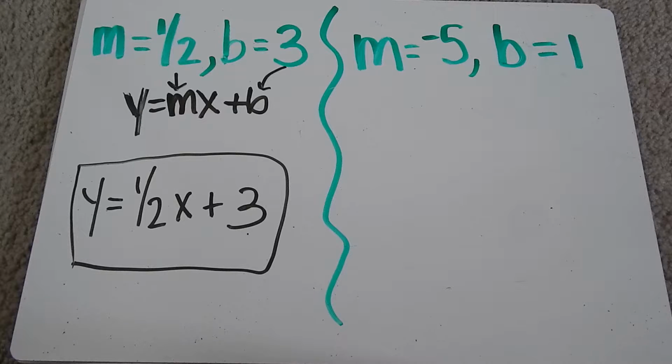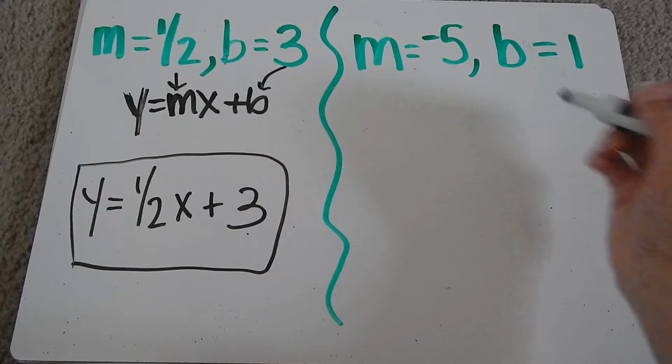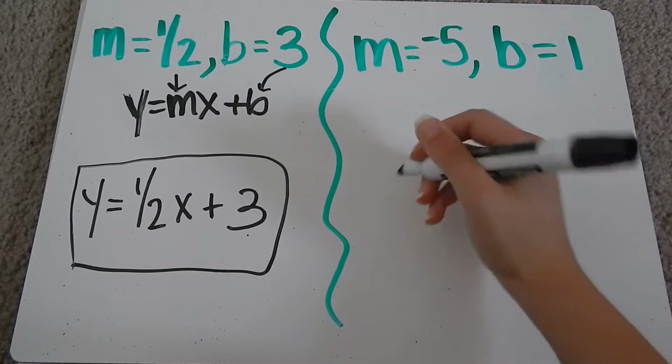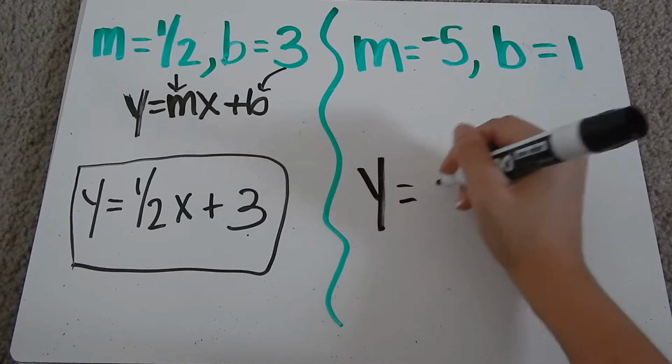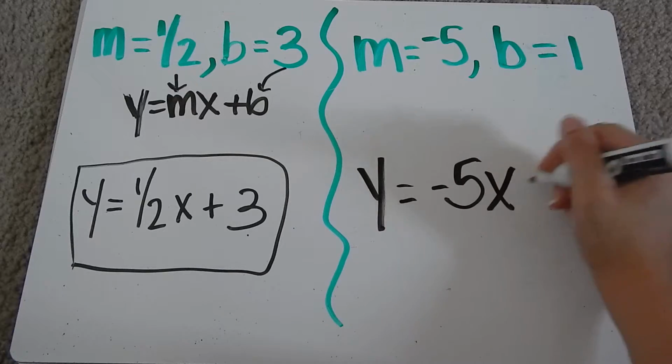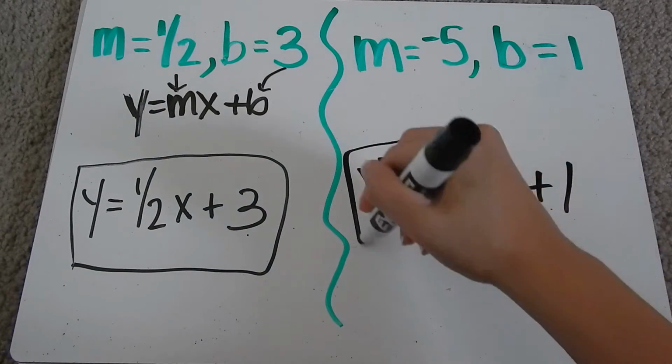Now let's do the next example. Again, we're going to do the same thing. Replace the m here though with -5, the b with 1. So my answer will be y equals -5x plus 1.